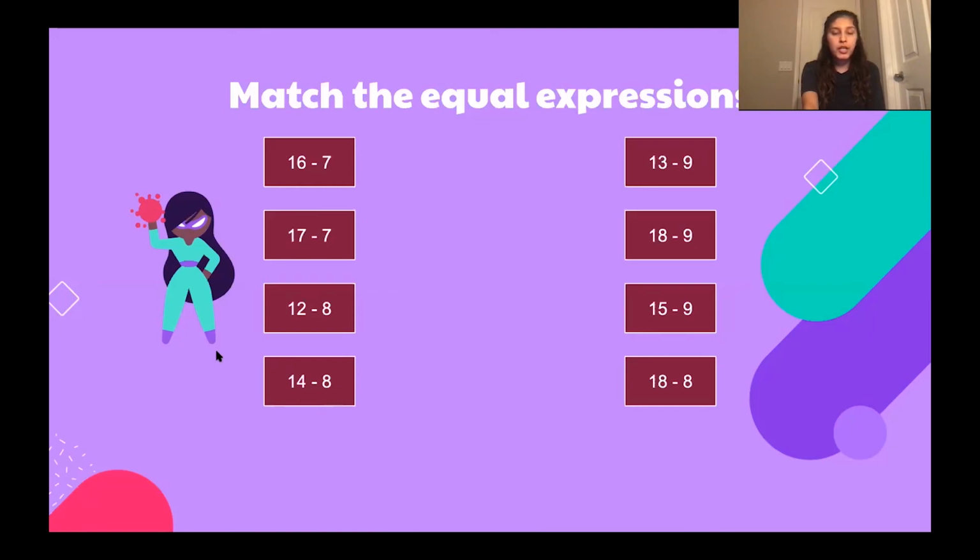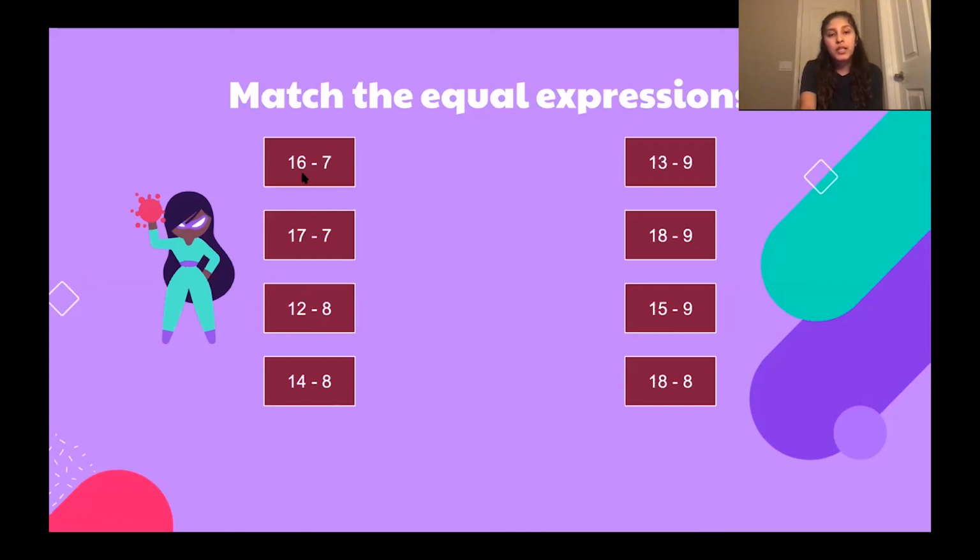Once you're done connecting them with the line, you can hit unpause. So write down all your problems and then connect them to match the ones that are equal. Because remember, equal means they're both the same value. They'll have the same difference. Okay, so now that you've had time to do them on your own, let's do them together.